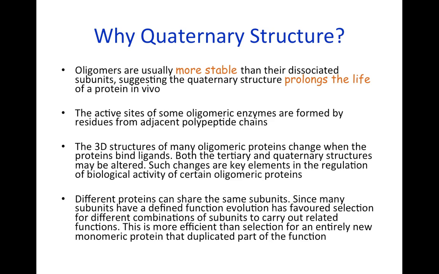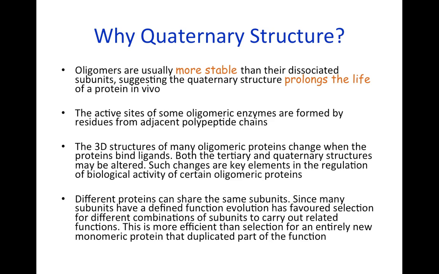The active sites of some oligomeric enzymes are formed by residues from adjacent polypeptide chains. The three-dimensional structure of many oligomeric proteins changes when the proteins bind to ligands. Both the tertiary and quaternary structures may be altered. Such changes are key elements in the regulation of biological activity of certain oligomeric proteins. Remember, oligomeric means that the protein is made up of more than one polypeptide chain.